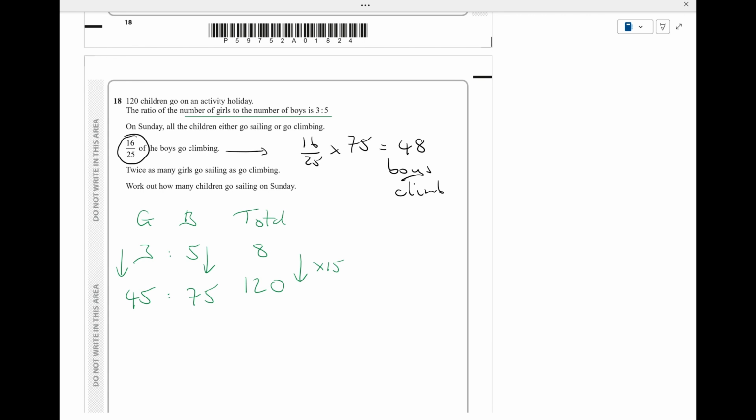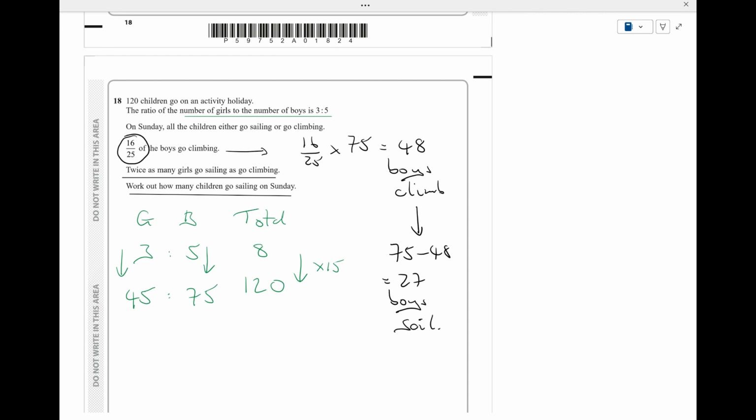Okay. So can I work out? Well, wait a minute, let's have a look. Twice as many girls go sailing as climbing. Okay, I don't quite crack that yet. Work out how many children go sailing on a Sunday. Well, I know how many boys climb. So the rest of the boys, 75 minus 48, 27 boys go sailing. 27 boys sail.